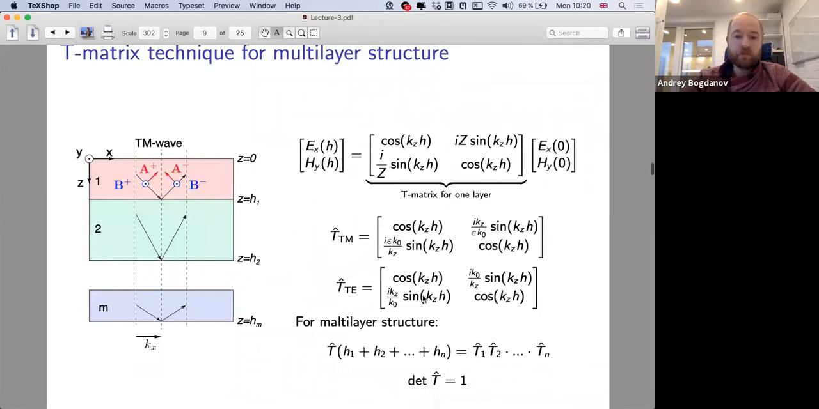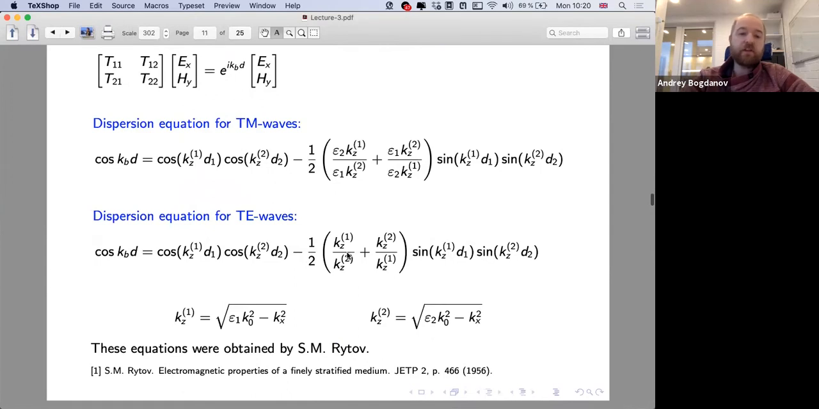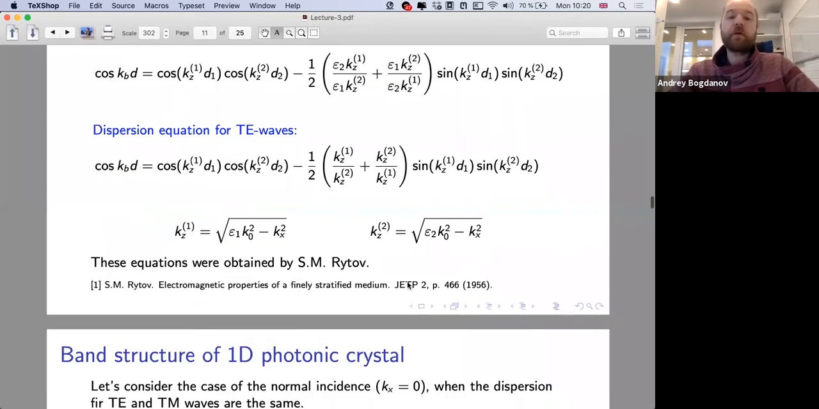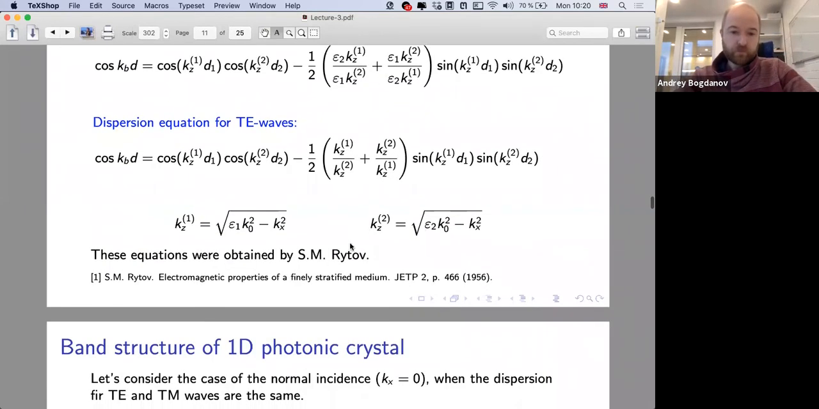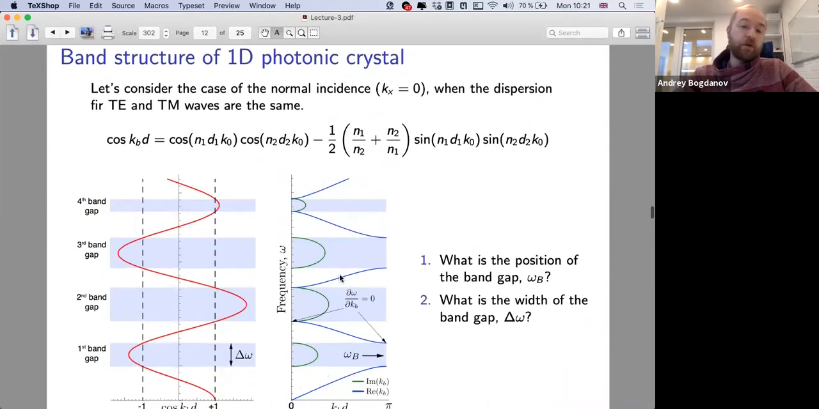Okay, this is a very beautiful and very simple technique, and actually these formulas were first obtained by Rytov in 1956. This paper was published in JETP, the Journal of Experimental and Theoretical Physics. And then we plot the solution.